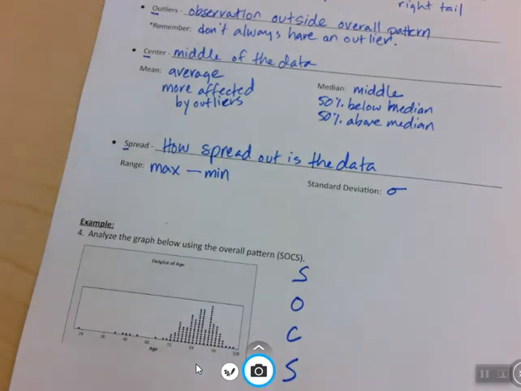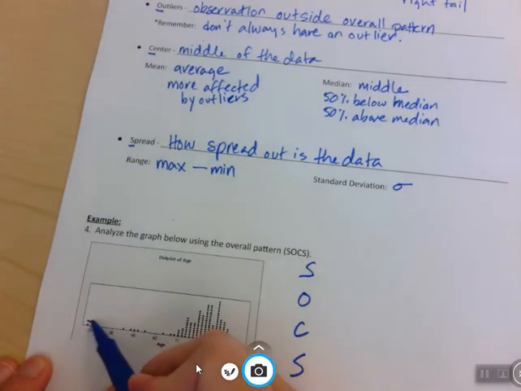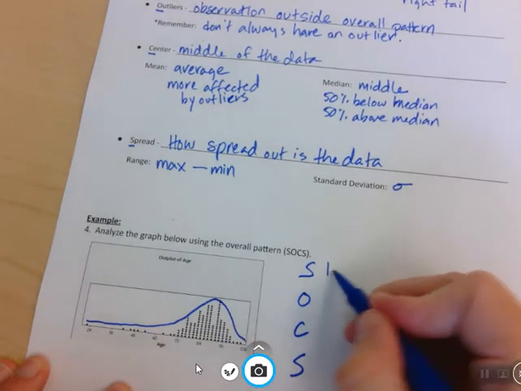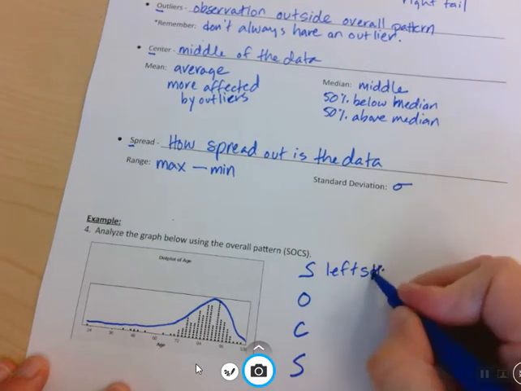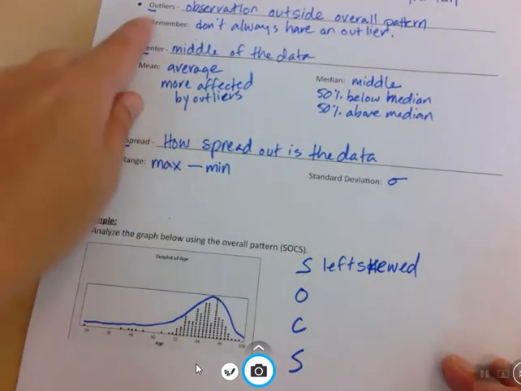All right, raise your hand if you think it is symmetric. Who thinks this graph is symmetric? Who thinks this graph is left skewed? Raise your hand if you like left skewed. And who thinks it's right skewed? Put your hand up if you think it's right skewed. All right, you guys did great. It is left skewed because it has a tail on the left side. See how you could like draw it in like that? So this is left skewed. Left skewed. Okay.